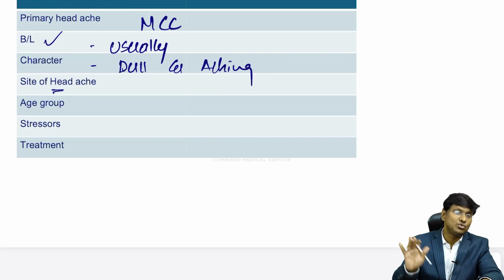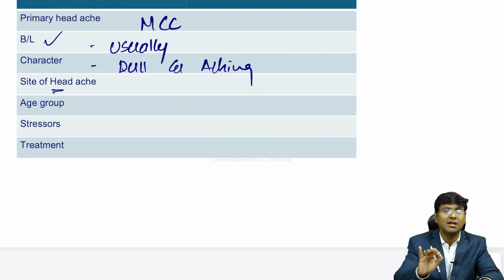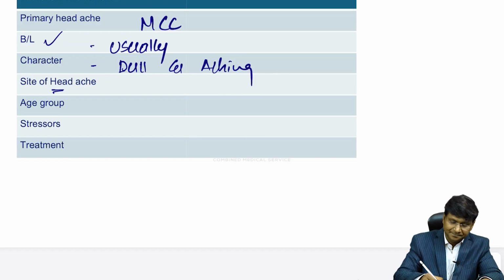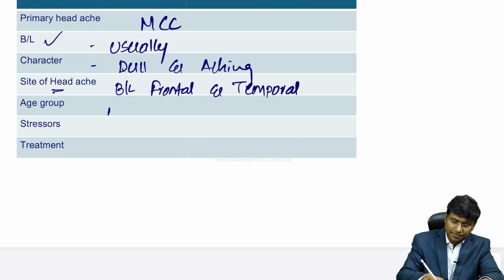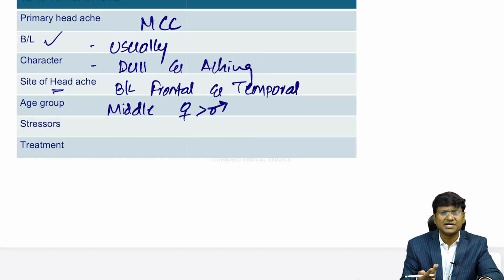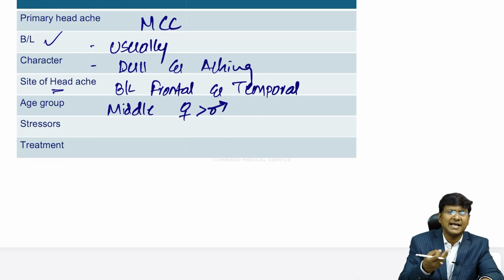This will be there even throughout the day. It's described as a dull, boring type of headache. And the exact site of the headache is bilateral, frontal and temporal. And the age group, it is very commonly observed in middle-aged women, more common than males. And you have stressors for this, right? There will be triggers like anxiety, fatigue, depression.